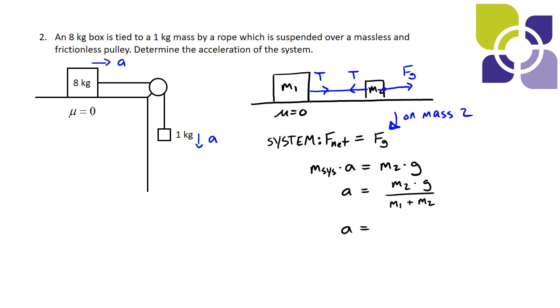All of these are known values, so we can go ahead and plug these in. Mass 2 is 1 kilogram, g is 9.8, divided by m1, which is 8 kilograms, plus the 1 kilogram of mass 2. So the acceleration is 9.8 divided by 9, and that gives us an acceleration rounded to 3 significant figures of 1.09 meters per second squared.